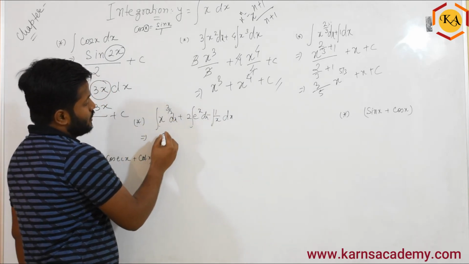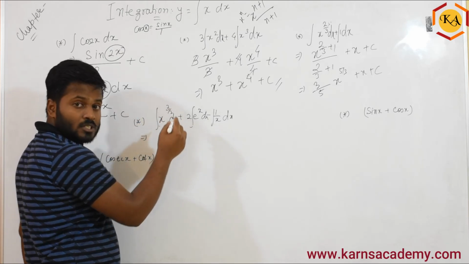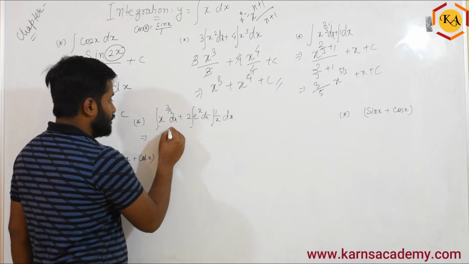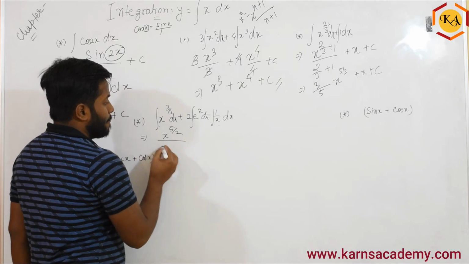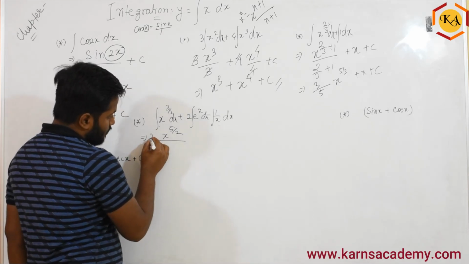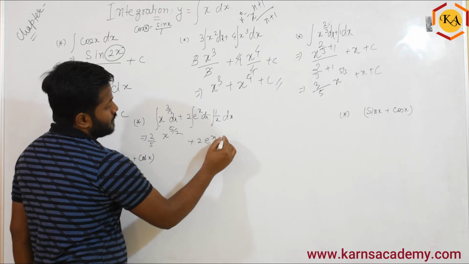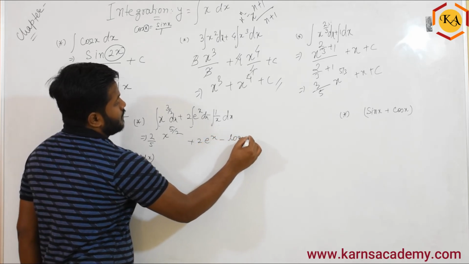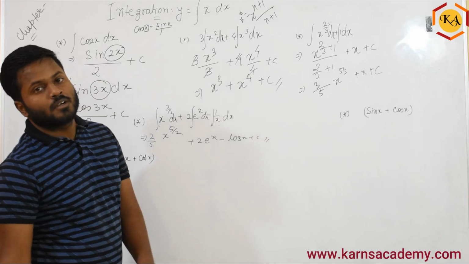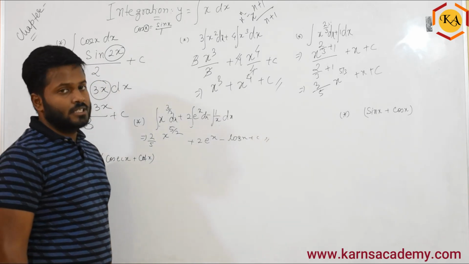This is 3 by 2. So x to the power 3 by 2 plus 1. So 2 plus 3. Again it will become 5 by 2 by 5 by 2. So 2 will go out. So 2 by 5 plus 2 e power x minus log x plus c. Right, so normal basic integration we can do like this.